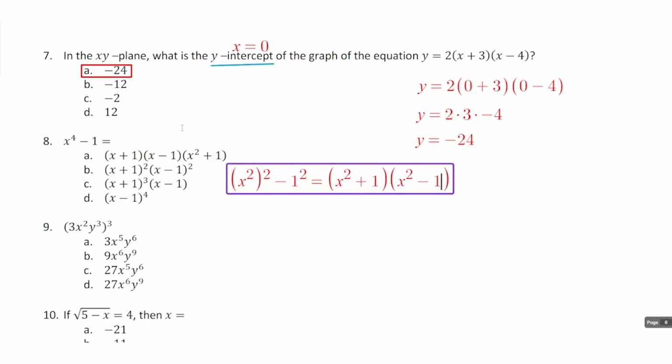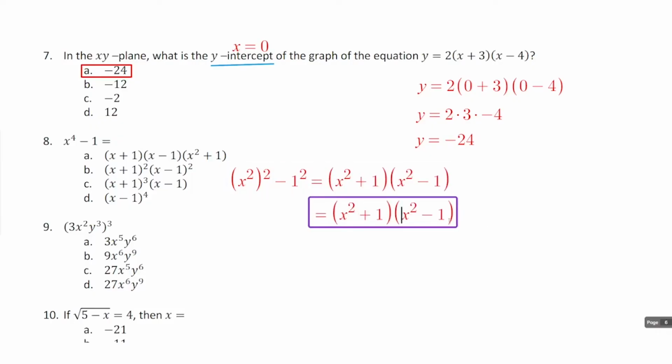You might notice that none of the answer choices are this exactly, but that's because we actually have another instance of the difference of two squares over here with the x squared minus 1. You can factor that a little bit further and write this as x plus 1 times x minus 1. So looking at our answer choices, we can see that the correct answer is A.